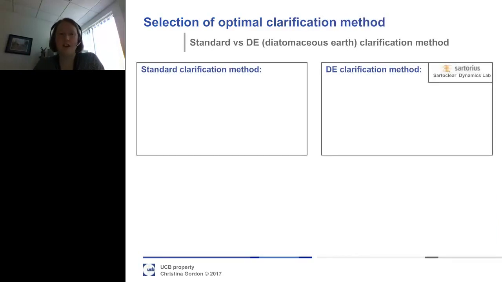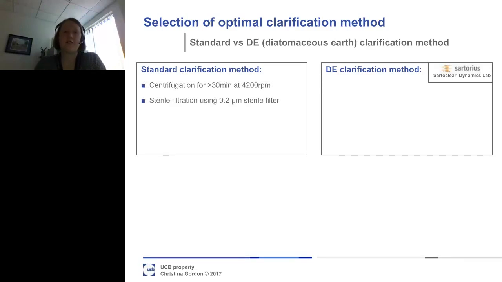So finally, we wanted to improve our clarification method, and to do so, we compared the standard method versus a new method developed by Sartorius. In our standard method, we centrifuge our sample for at least 30 minutes at high speed, and then sterile filter it through a 0.2 micrometer sterile filter. We quite often find that the filters would block, and several filters would be needed to clarify the sample.